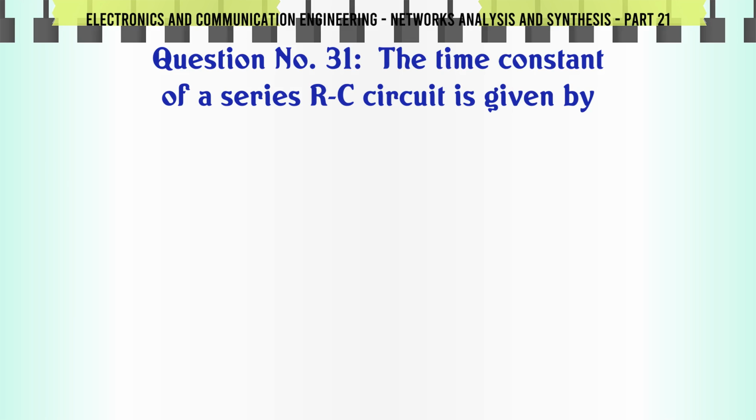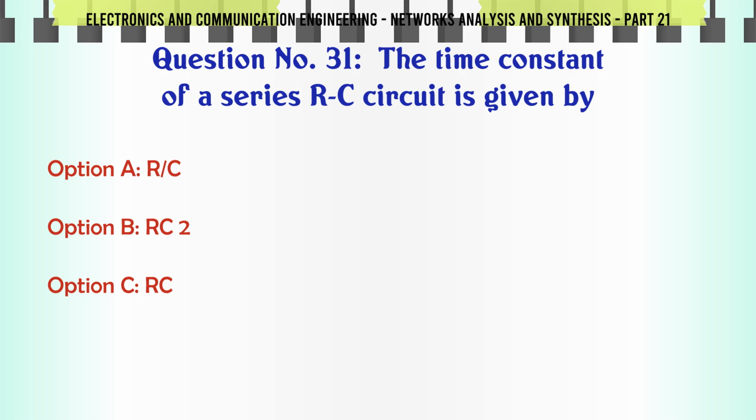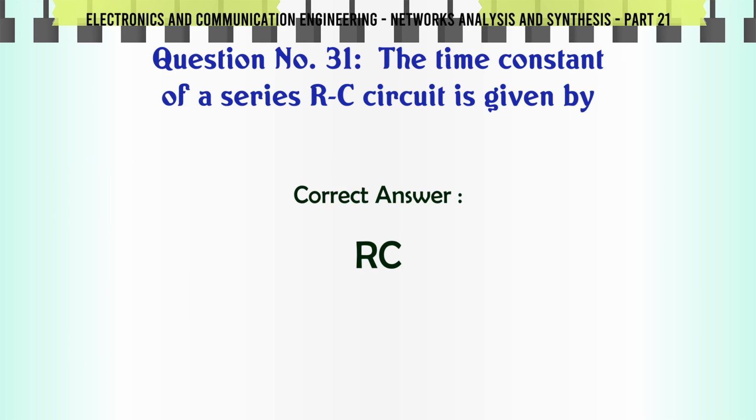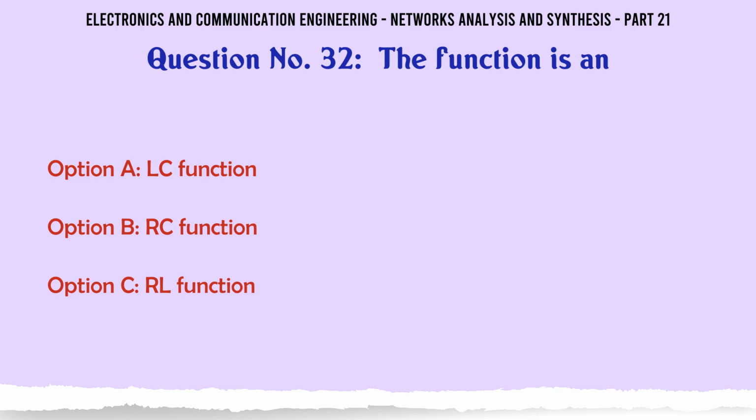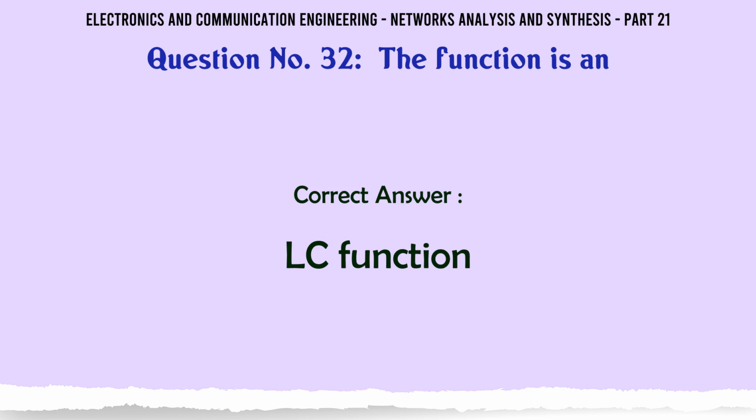The time constant of a series RC circuit is given by: A. RC, B. RC2, C. RC, D. R2C. The correct answer is RC. The function is an: A. LC function, B. RC function, C. RL function, D. LC or RC function. The correct answer is LC function.